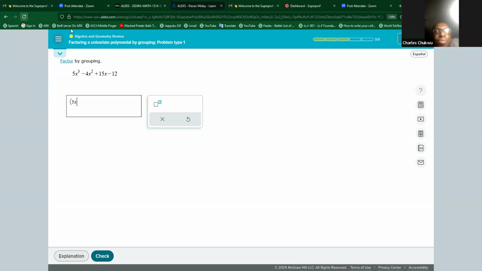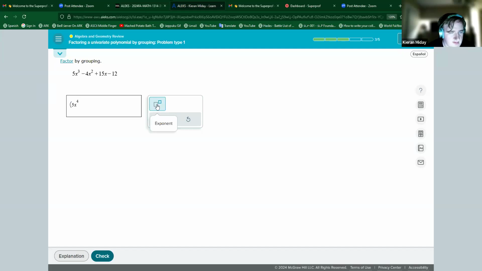5x cubed, exactly, plus 15x. Are you sure you want to do it that way? I am not sure of anything. Okay. Don't worry. Go ahead. I think you're correct. Perfect. Go ahead. I can see it now.